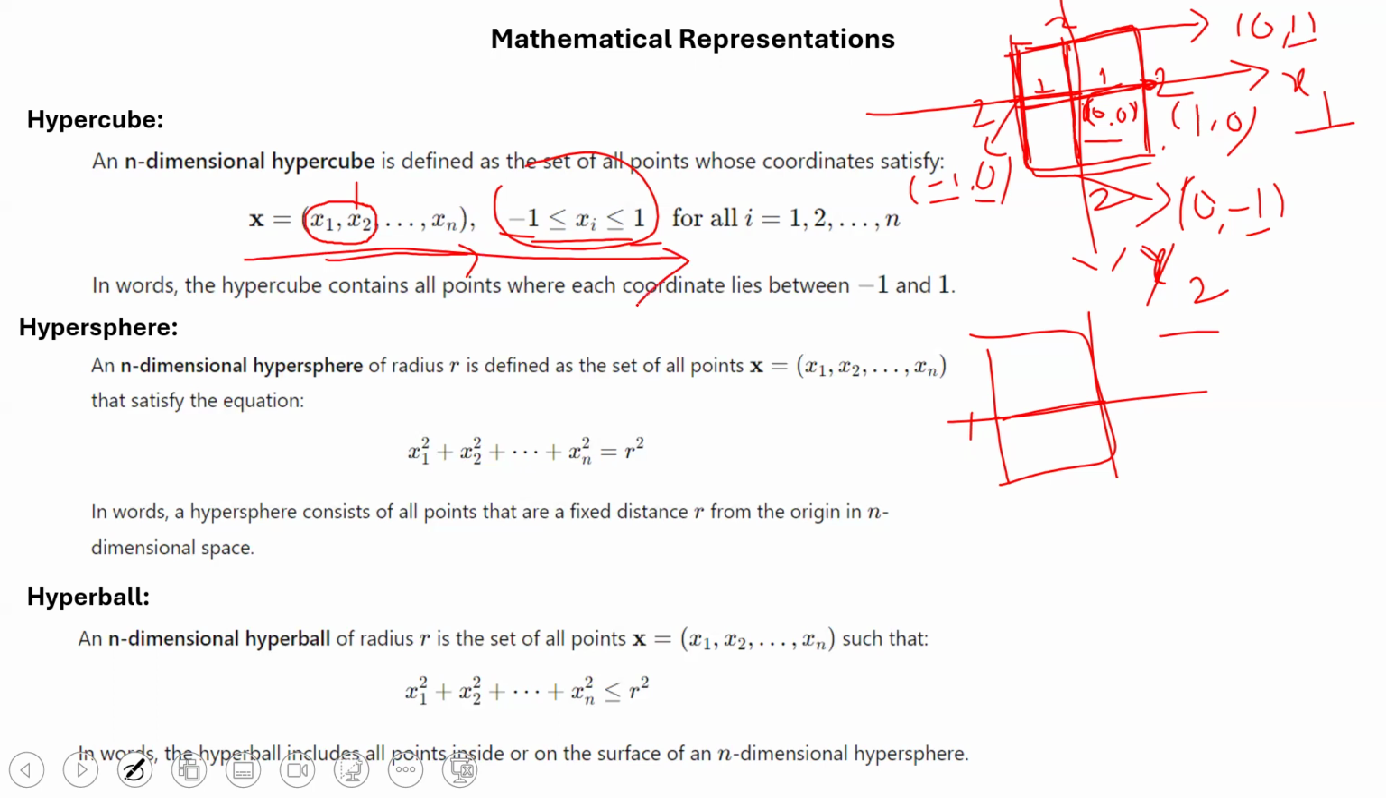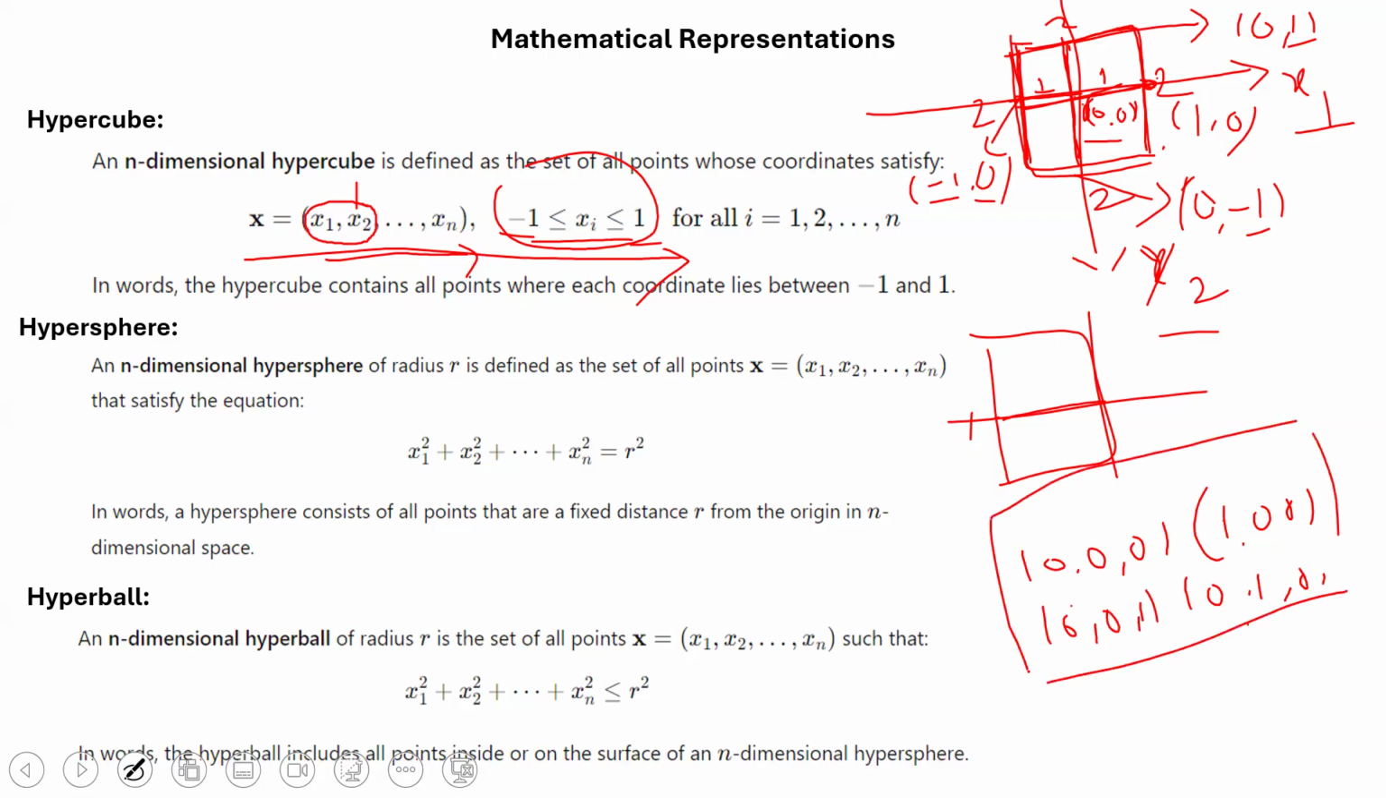If it is three dimensions, how do the three-dimensional points look? It looks something like this, right? 0, comma 0, comma 0; 1, comma 0, comma 0; 0, comma 1, comma 0; 0, comma 0, comma 1. This is how the points look. Even if you look at 3D diagrams, all the x's will lie only between minus 1 and plus 1. It will not go beyond that. This applies for a unit hypercube only.